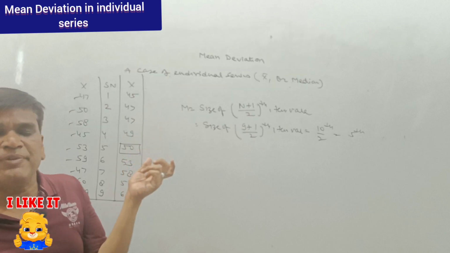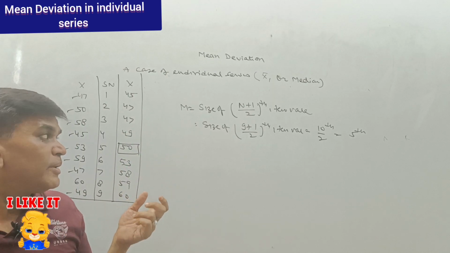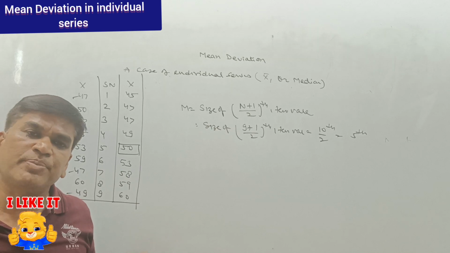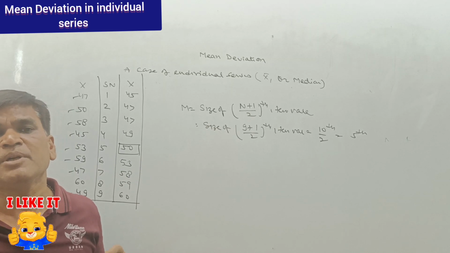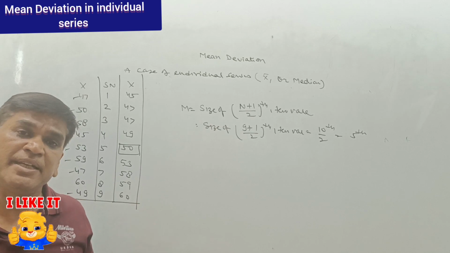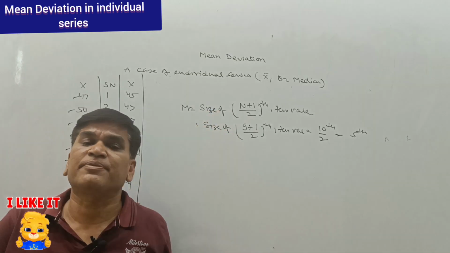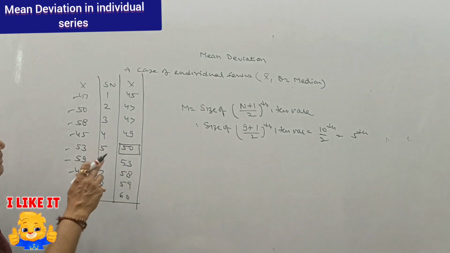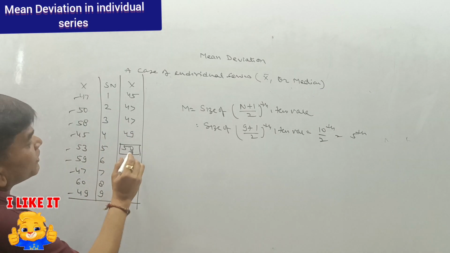The very first thing we are calculating is the median value. For calculating the median value, we are using the formula size of (n plus 1) upon 2th item value, because this is a discrete series, an individual series, and in an individual series we use that formula, that is n plus 1 divided by 2. Okay, so the median value is 50.